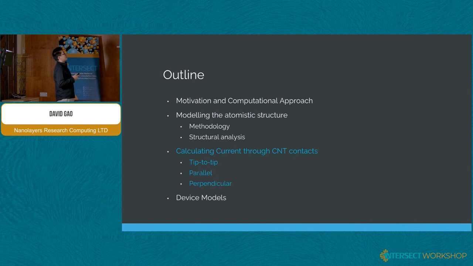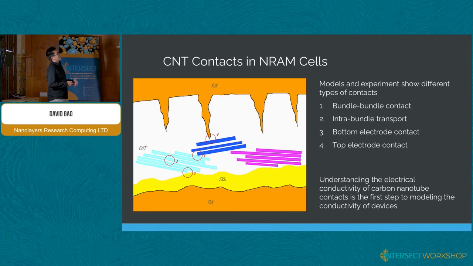Okay, so now we know a little bit about what these materials look like. We know a little bit about how electrons might travel through it and what types of junctions are important. So the next step is to start looking at the electronic properties of these things. What we want to do is calculate current through these nanotube contacts so we can complete the picture about how the devices function. This schematic shows all of the possible nanotube contacts within the NRAM cells that we've identified from our structures.